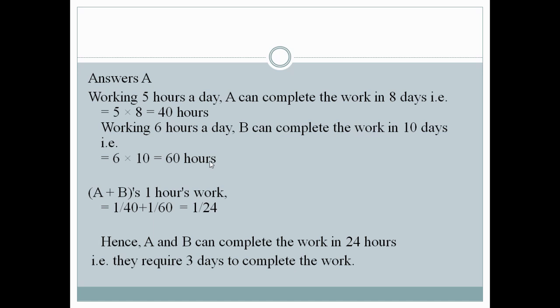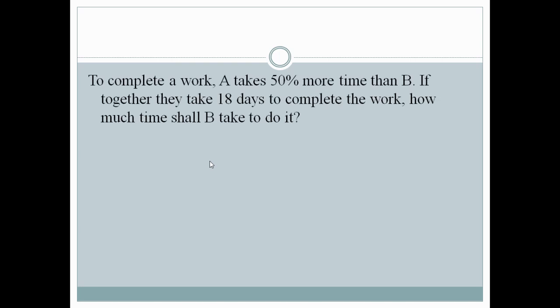Which means A and B together can complete the work in 24 hours. They are working 8 hours per day, which means 24 by 8 equals 3 days. Okay, that is it. Let's move to the next question.